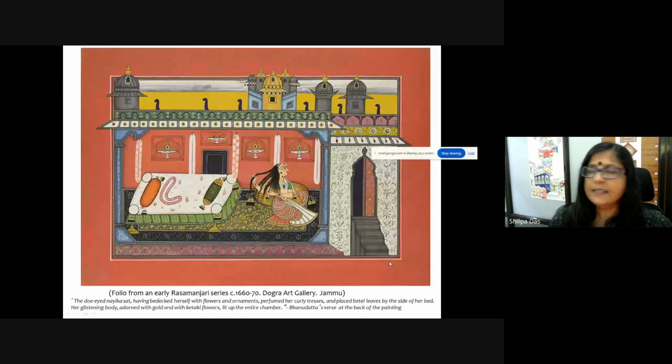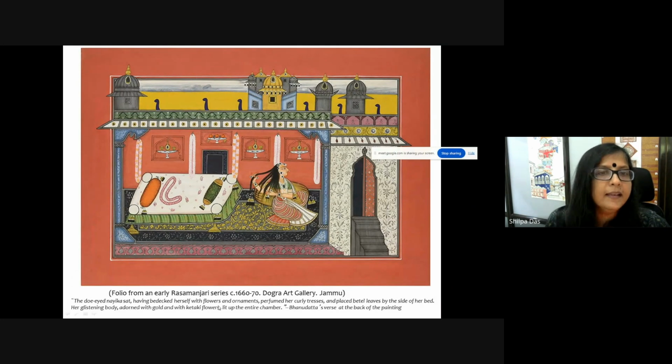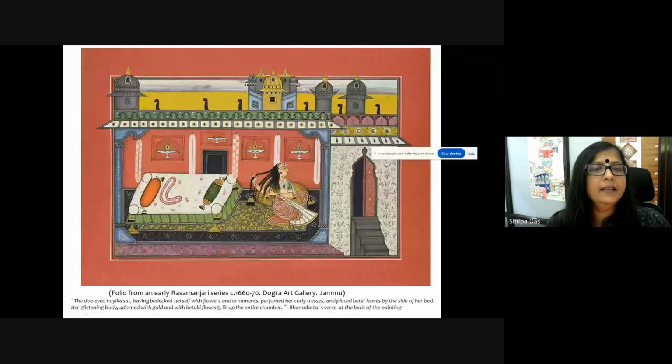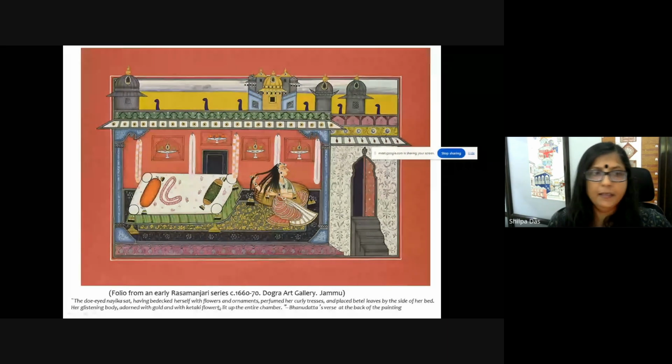So, as I said, the 2 lines given below are lines from poems that are at the back of the painting. The doe-eyed Nayika sat, having bedecked herself with ornaments, jewelry, and flowers, perfuming her curly tresses. There are betel leaves that we cannot see because the image is not that high resolution, which are placed by the side of her bed. Her glistening body, adorned with gold and ketaki flowers, lit up the entire chamber.